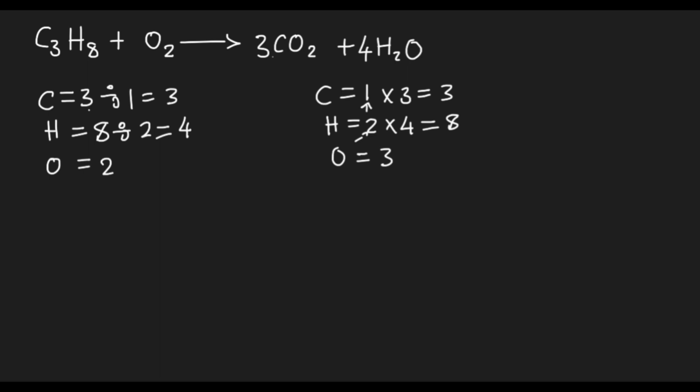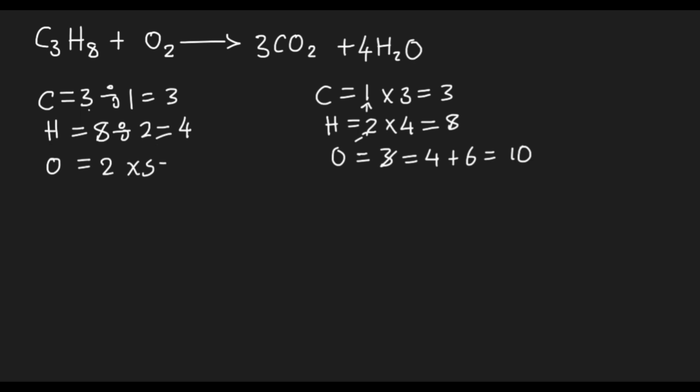Now we check for oxygen. Let's look at the product side. 3 times 2, we have 6 atoms of oxygen. Then 4 times 1, we have 4. So 4 plus 6 is equal to 10. Then here we only have 2, so we'll say 10 divided by 2 is 5.